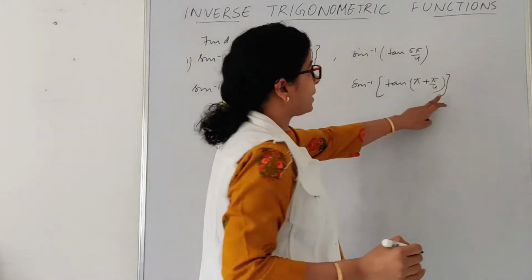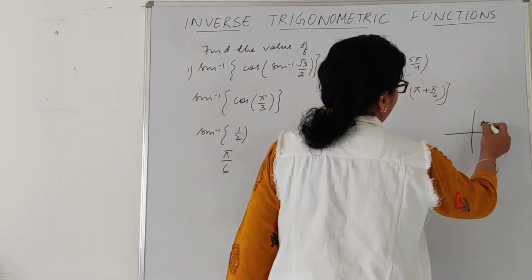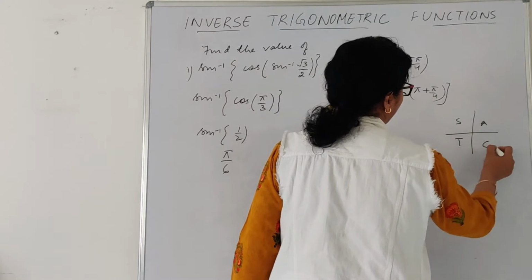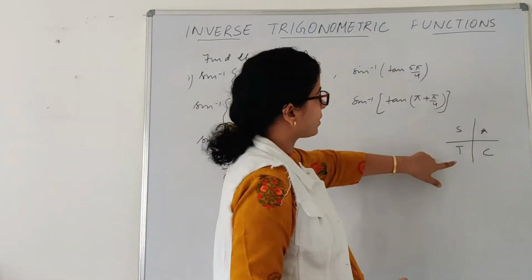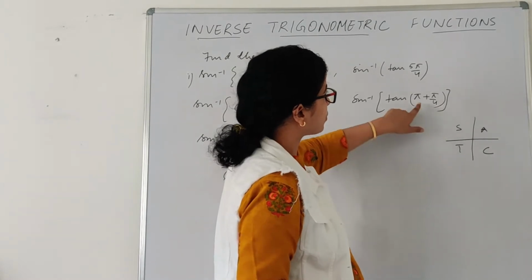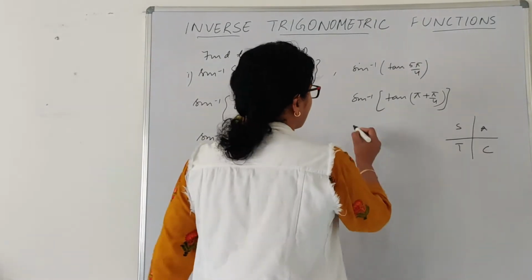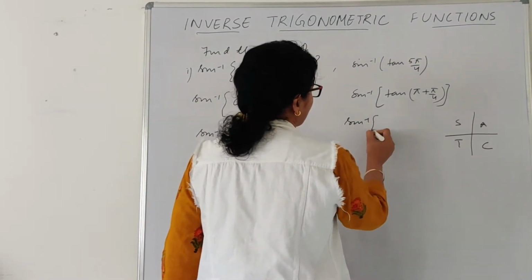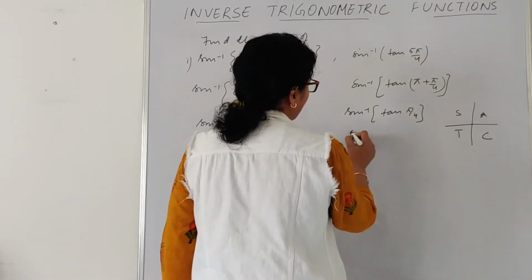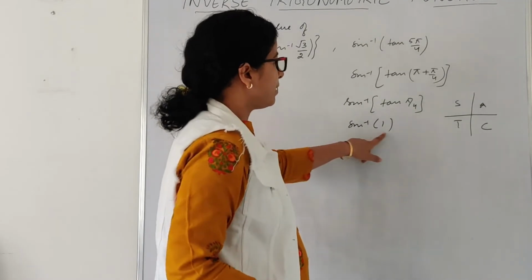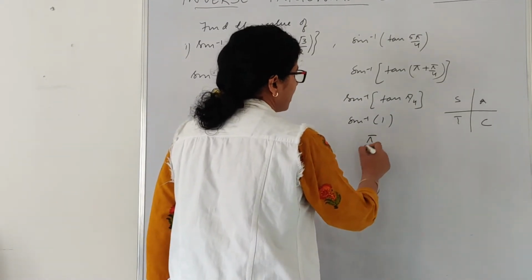Tan of 180 plus theta. Add sugar to coffee. So first quadrant all positive, second quadrant sine and cosec positive, third quadrant my tan is positive. So this lies in the third quadrant. So it means sine inverse tan pi by 4. What is the value of tan pi by 4? 1. Sine inverse 1 is at 90 degrees, pi by 2.